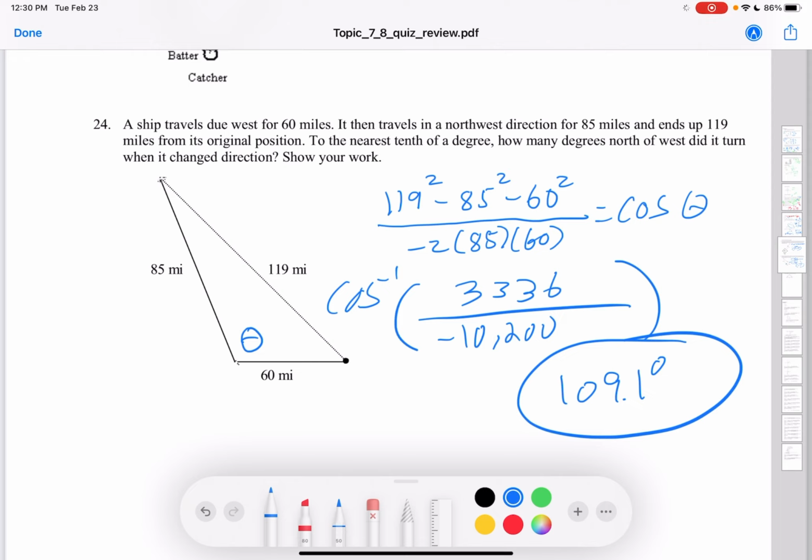You found a different angle on that one. If you read the directions on this question and you find that one instead, I'm going to be okay with that. They're going to be different angles, but I'd be okay with that.